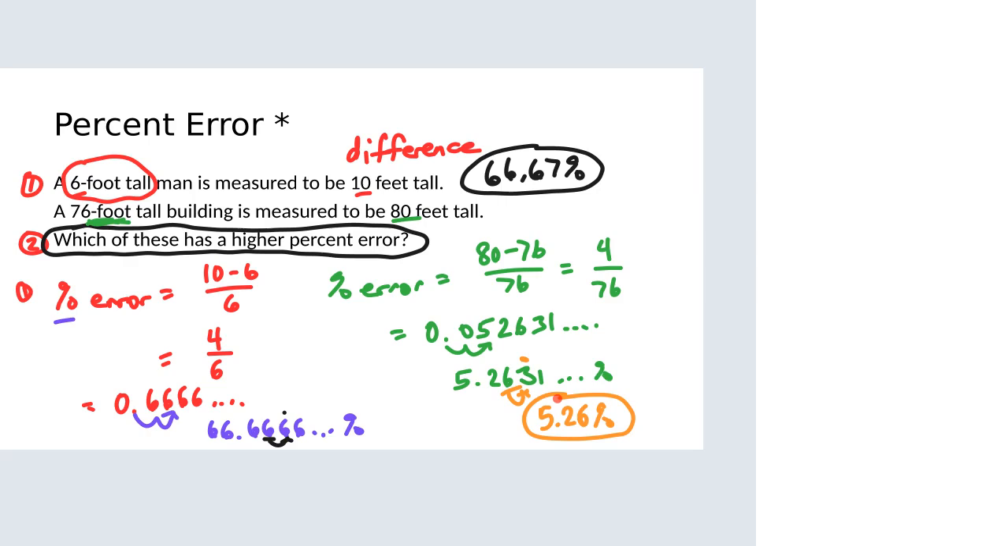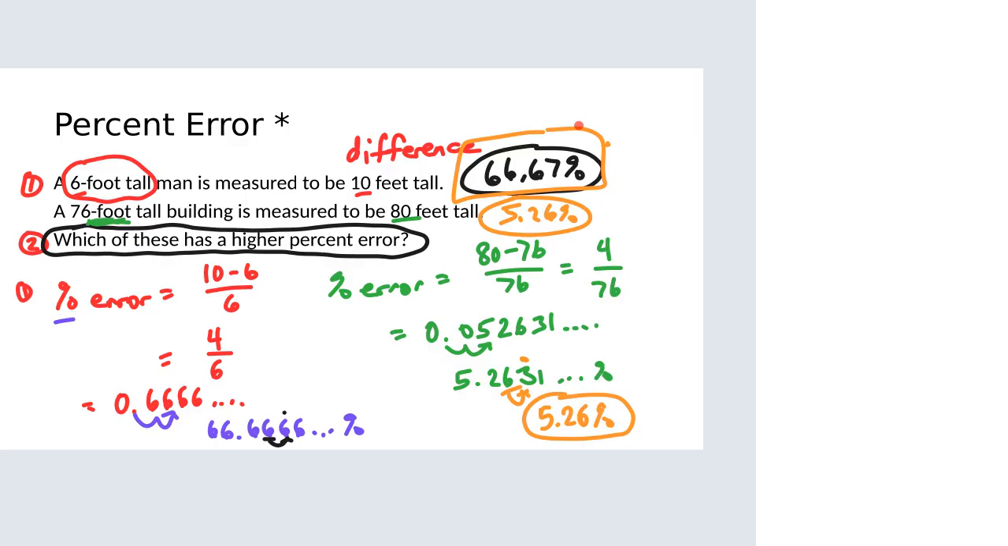This question said which one has a higher percent error? Well, the building's percent error is 5.26%. The man's percent error was 66.67%. So the man definitely had a higher percent error. Basically, what we're saying is, how far off is your measurement?